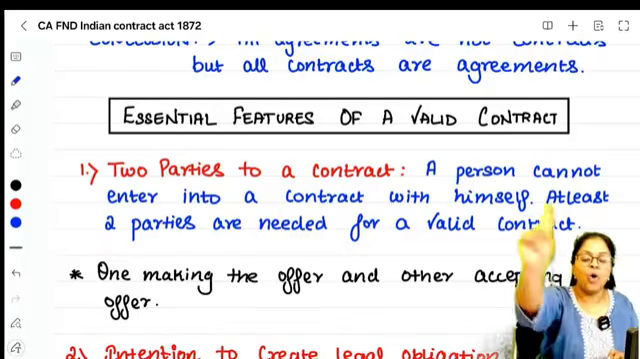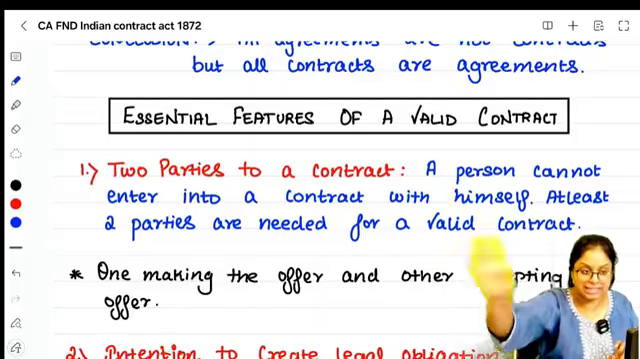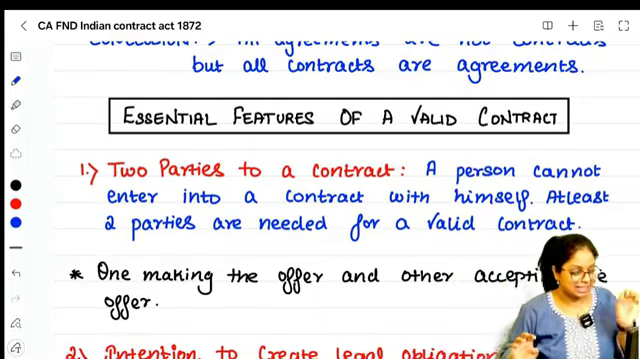Then the court told, what Ramanlal and company is telling is correct. Government of India, that is the sales tax department, you are wrong.